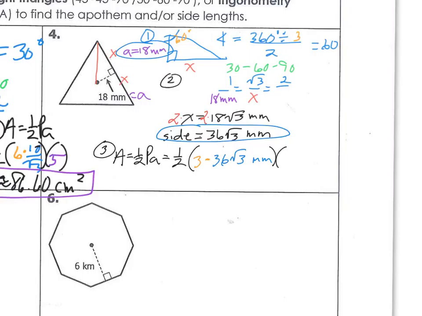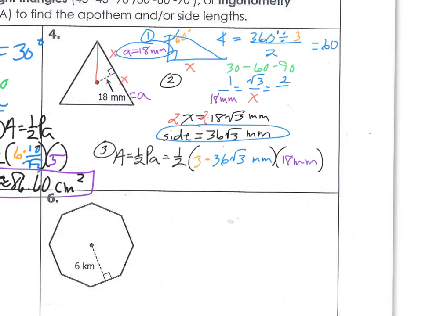Times our apothem, which was given, of 18 millimeters. So in your calculator, what do you think you're going to do first? You're going to do this first. In the little calculator I have, you have to do 36 times 3 radical equals. On your display calculator, you can just put it in exactly as you see it. In fact, you could probably put this whole thing in exactly as you see it, just don't do the 1/2 yet. So I'm going to stop and show you my calculator.